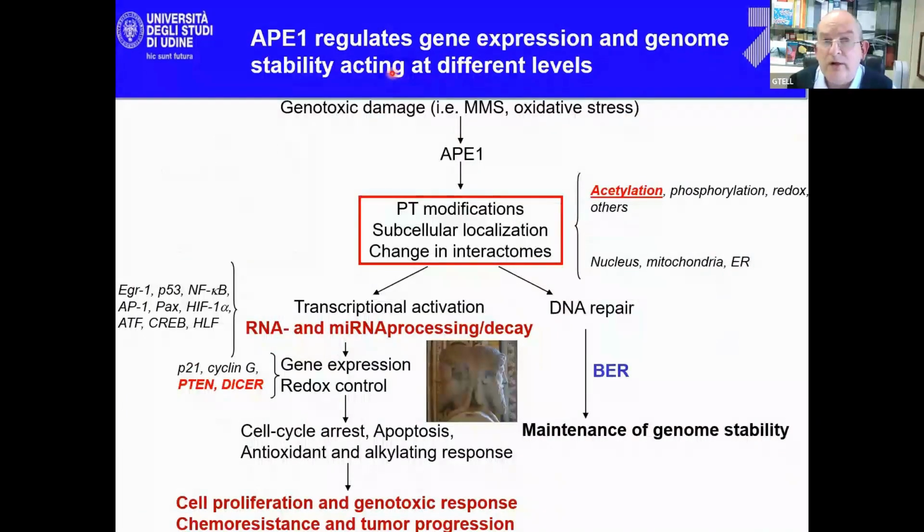Okay, so to sum up this part and coming back to our first question, the two-phase role of APE1 in cell proliferation, genotoxic response, chemoresistance and tumor progression can be regulated by post-translational modification, subcellular localization, and changes in protein and RNA interactions. Therefore, we believe that these new findings of this DNA repair protein in RNA and microRNA processing and decay could explain the non-DNA-related function of the protein, which is mainly involved in the maintenance of genome stability.